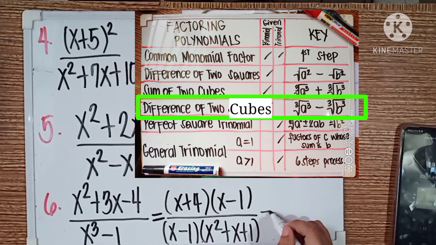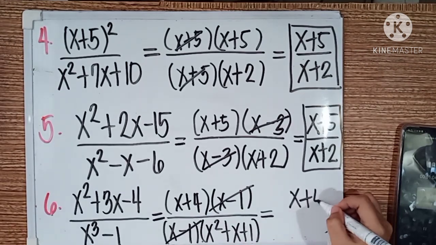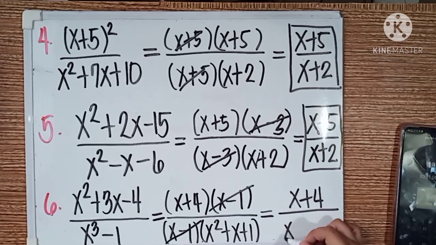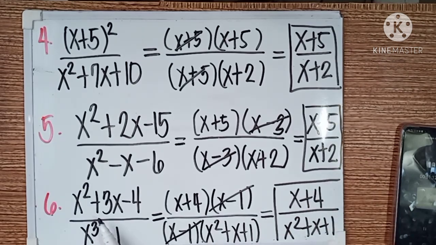To check this, the cube root of x cubed is x and the cube root of 1 is 1. Canceling the common polynomial factor x minus 1, the final answer is x plus 4 over x squared plus x plus 1. This is the simplest form of x squared plus 3x minus 4 over x cubed minus 1.